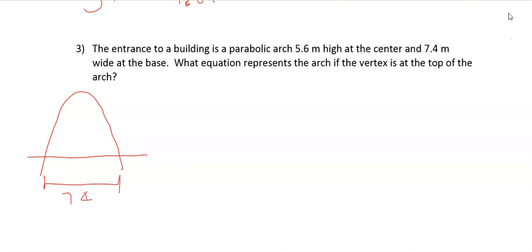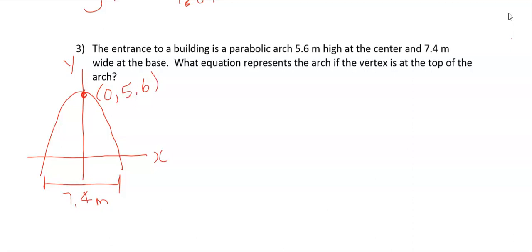I'm thinking we're going to set this up in exactly the same way that the other one was set up. What equation represents the arch if the vertex is at the top of the arch? Well, obviously that's kind of true anyway. Nothing surprising about that. So again, here's the way we should set up all of these arch type problems. Have the x being the base and have the vertex right on the y-axis. So that point right there, now remember, that's actually 5.6 meters high. So the coordinates of that point is 0 and 5.6.